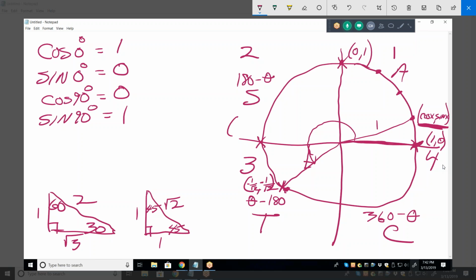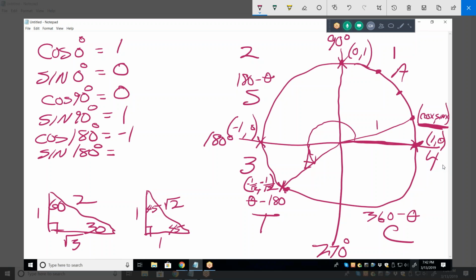What are the coordinates of the point at 180? In other words, the other thing I really should do is label that 180 degrees. Let's label that 90 degrees. Let's label that 270 degrees. So at 180 degrees, it's (-1, 0). So what's the cosine of 180? Negative 1. And the sine of 180? 0. So that's how you figure out the sine and cosine of your quadrangles.